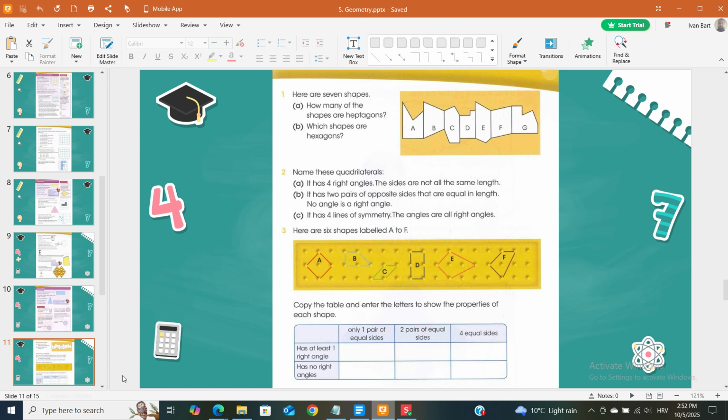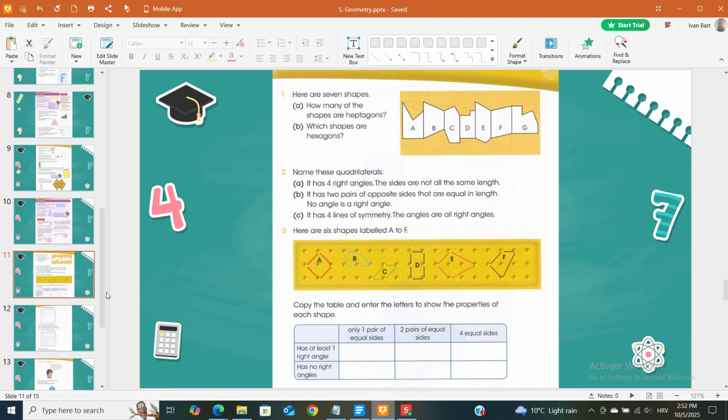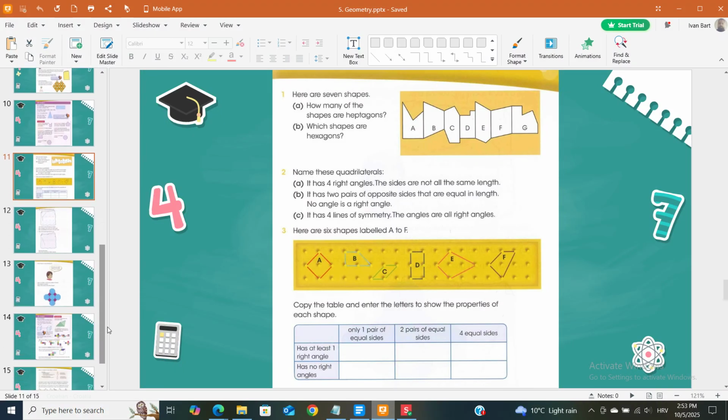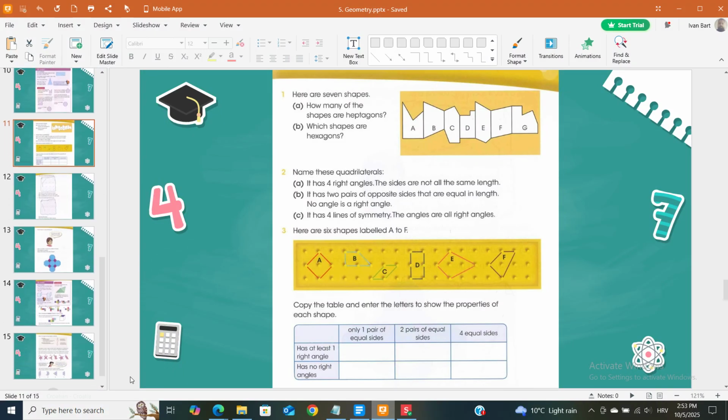Here are 6 shapes labeled A to F. Copy the table and enter the letters to show the properties of each shape. Has at least 1 right angle. Has no right angles. Only 1 pair of equal sides. 2 pairs of equal sides. 4 equal sides. 4. Use a 4x4 spotty grid like this one.